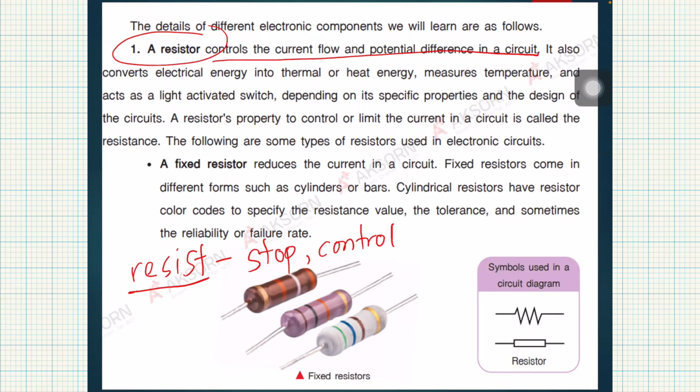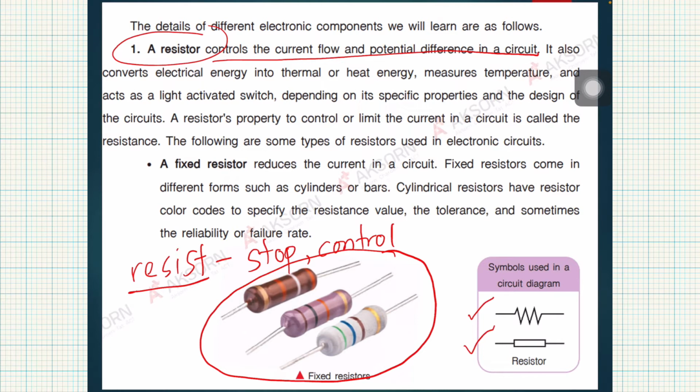It also converts electrical energy into thermal energy or heat energy, measures temperature, and acts as a light-activated switch, depending on its specific properties and the design of the circuit. Is that clear? So you could see here an example of a resistor, a fixed resistor actually. And on this side, you can see the symbols used in the circuit diagram of a resistor. Is that clear? Very good.